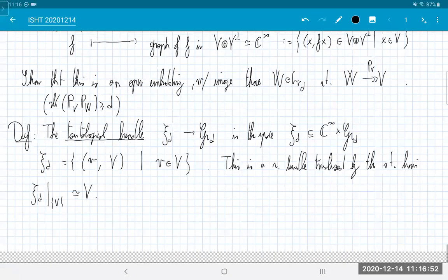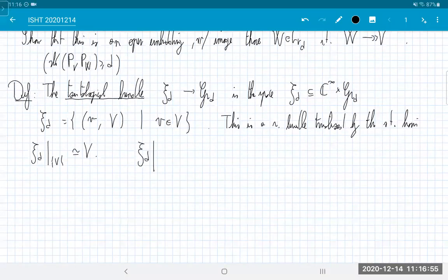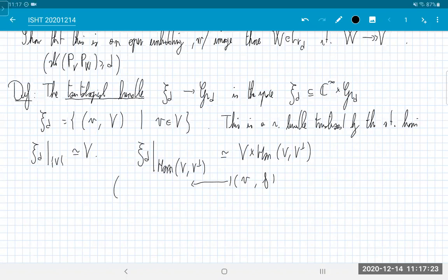And in fact, you can see that psi d restricted to hom V the orthogonal in the standard basis is V times hom V the orthogonal. And the vector space structure on the fiber is given just by acting on this component, just by summing and multiplying by scalar on this component. You can see that you have df, you go to the graph of f, comma f of v. Sorry, v comma f of v. This gives you a bijection.